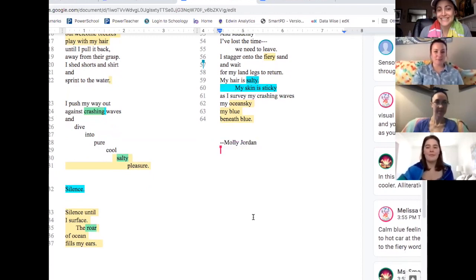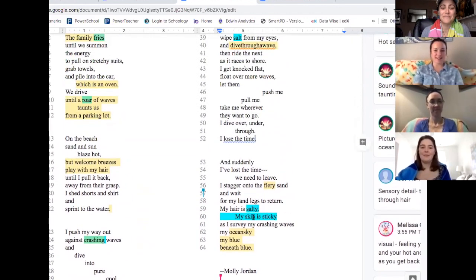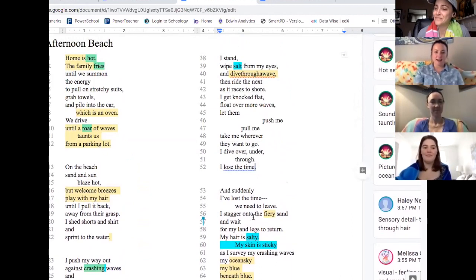Okay. We ready to move on to the questions? I think we are. All right, so let's take a few moments and answer the questions using our annotations as a guide. Let's start with question 1. After analyzing sensory details, what do you think is the author's message? Choose one line from the poem to support your thinking.